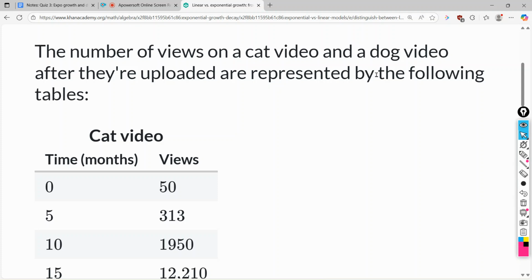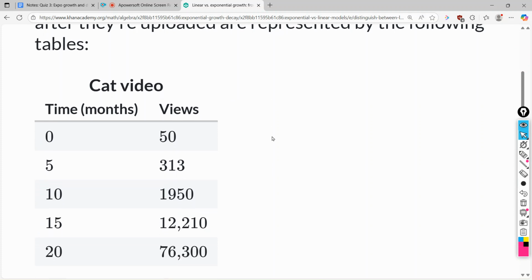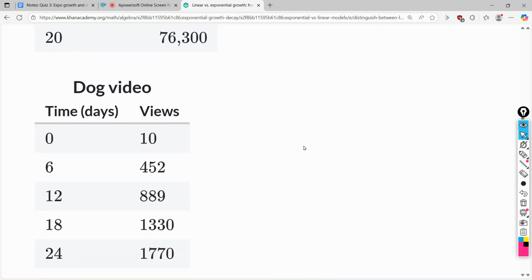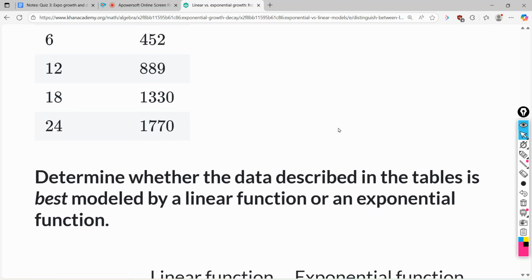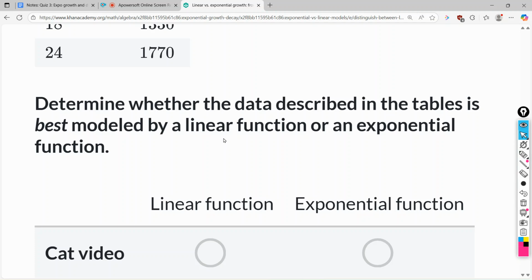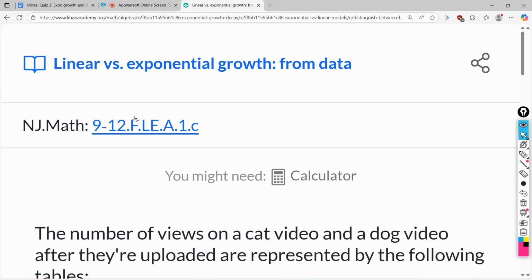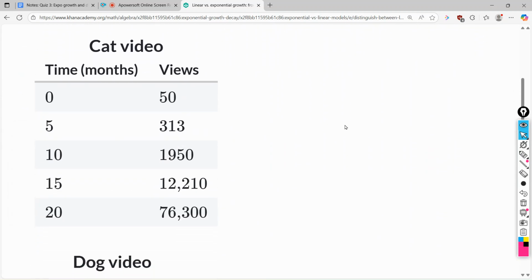All right, the number of views on a cat and dog video after they're uploaded are represented by the following tables. So here's the one for the cats, and here's the one for the dogs. Determine whether it is best modeled by a linear or exponential. Okay, so for each one, the cat and dog video, we have to indicate if it's linear or exponential. The easiest way to do it is to test if it's linear first, and if not, then you know it's exponential. So let's go to the cat video first.